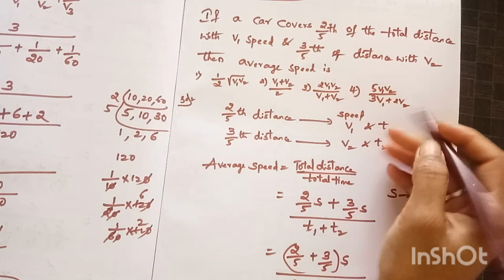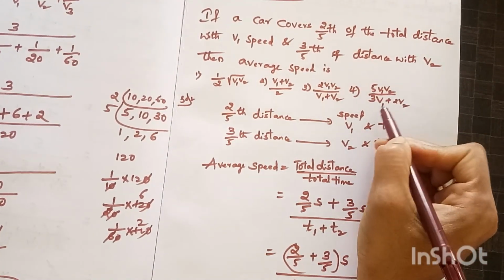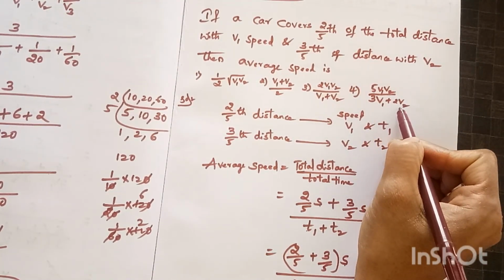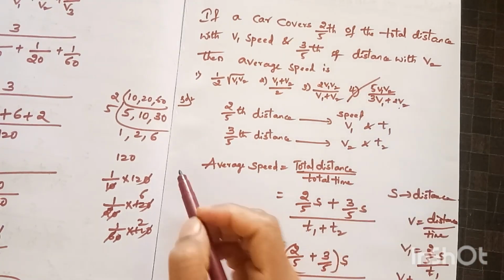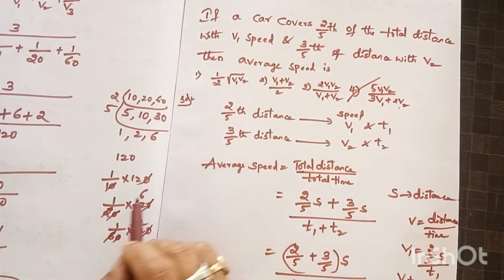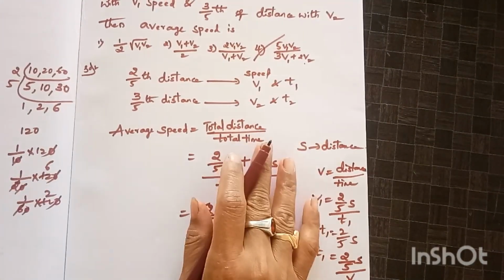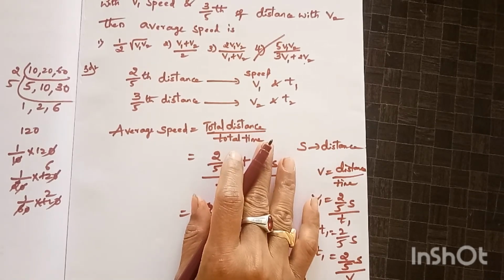So the correct option is 4: 5v1 v2 by (3v1 plus 2v2). The fourth option is correct. So these are some problems based on application 1 on average speed.